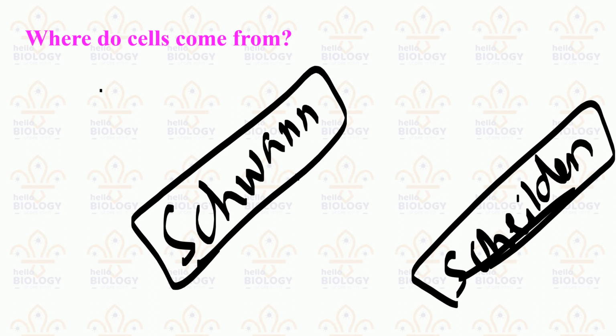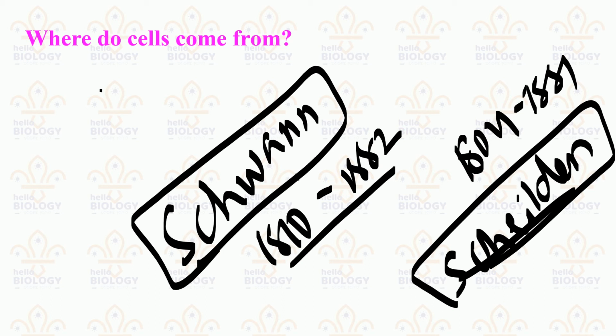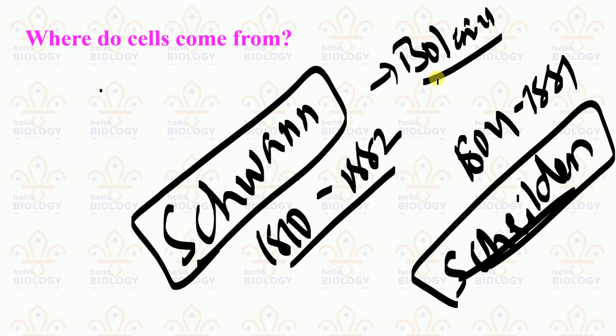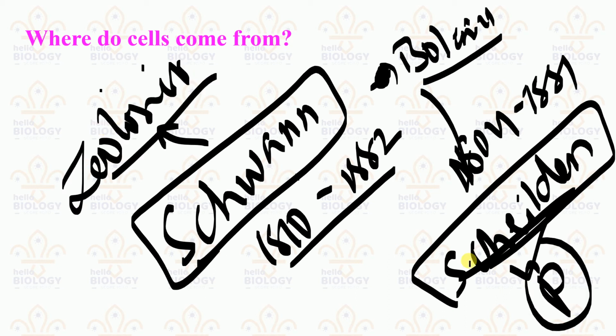So who are they? This person lived from 1804 to 1881. This person lived from 1810 to 1882. Schleiden was a botanist, which means he dealt with plants. But Schwann was a zoologist. This person dealt with plants, and this person dealt with animals in that period.